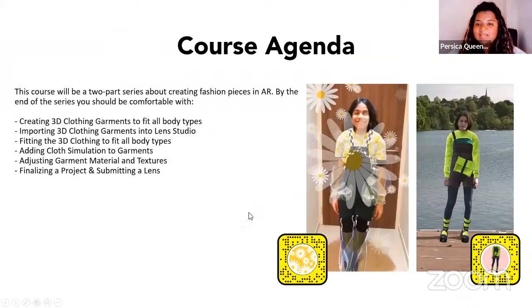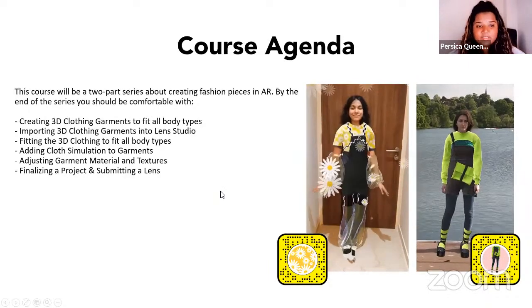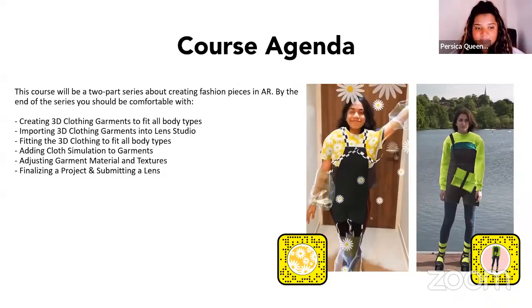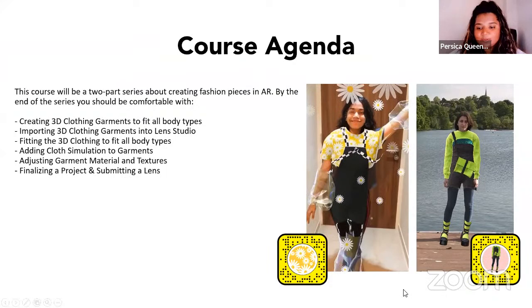So this course is a two-part series about creating fashion AR pieces. By the end of the series, you should be comfortable with creating 3D clothing and importing it in Lens Studio, adjusting the fit of the garments and adding cloth simulation to it, and also assigning materials and textures, and finally publishing the lens.